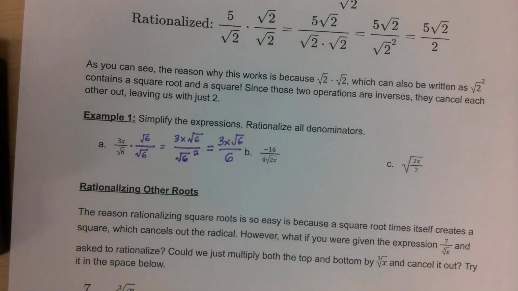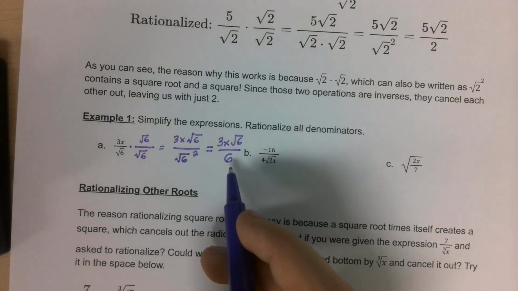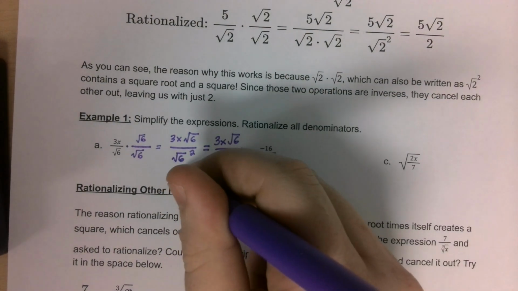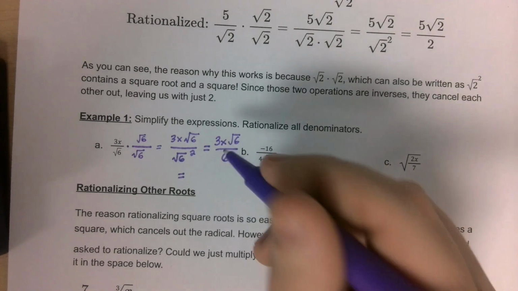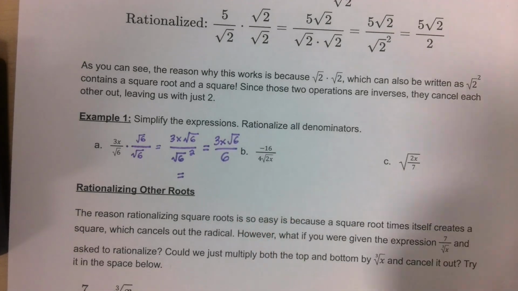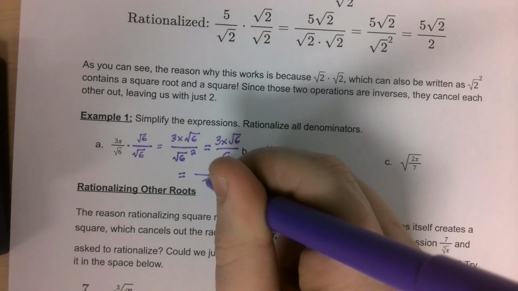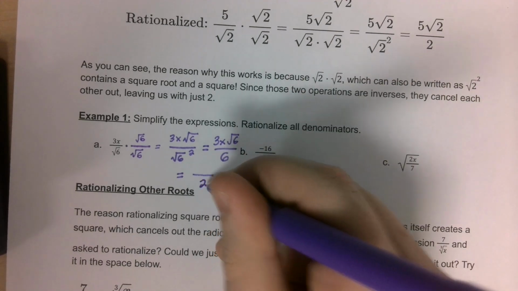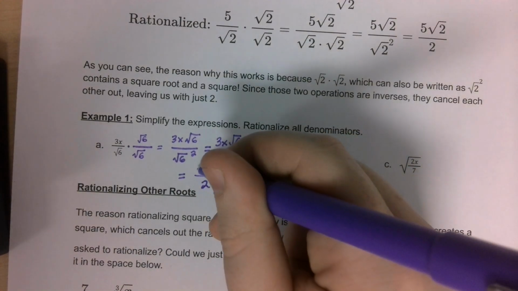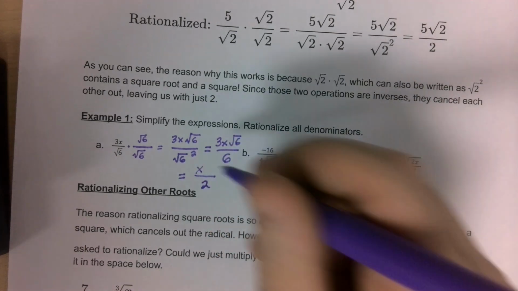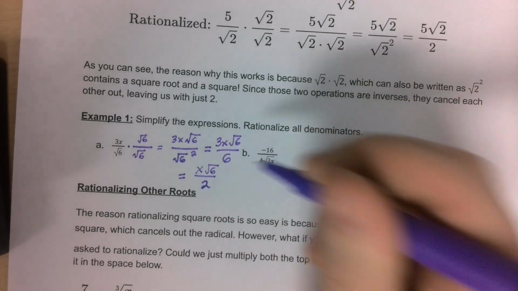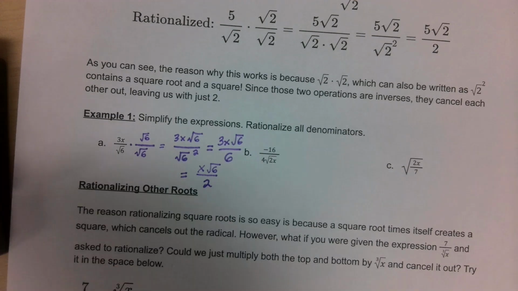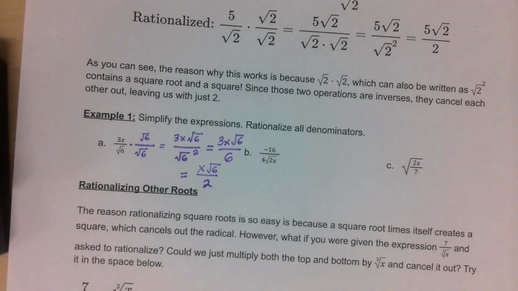Now, we should ask ourselves, is there any more simplification we can do here? Because there is one last thing. Notice that 3 and 6 can both be divided by 3. We just need to simplify our fraction. 3/6 is the same as 1/2, so I could just write it all over 2 instead. If I divide 3 by 3, I end up with 1, so I can just write it as x. The square root of 6 sticks around. 3x root 6 over 6 simplifies to x root 6 over 2.